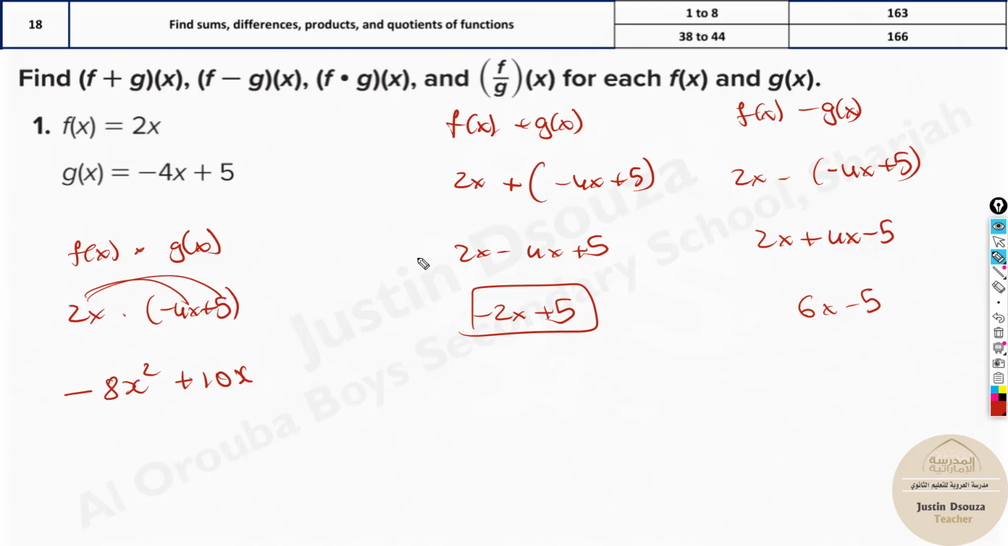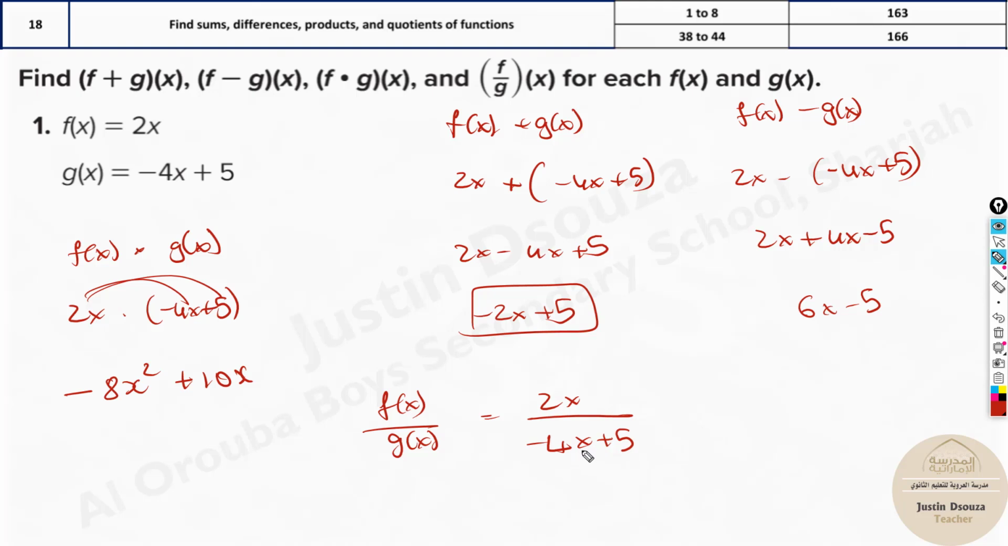Now the last one is division. What that means is it's f of x divided by g of x. And we know f of x is 2x and g of x is minus 4x plus 5. What do we do here? This is it. We don't do long division or anything. We stop here. But there is a very important thing.